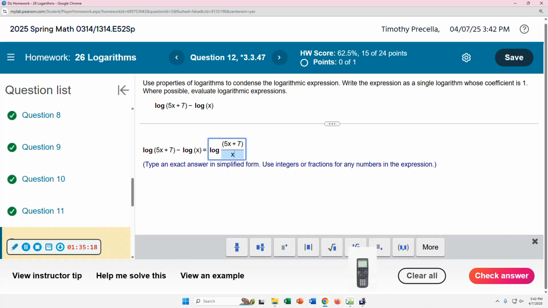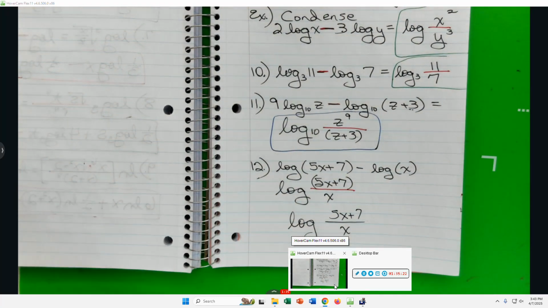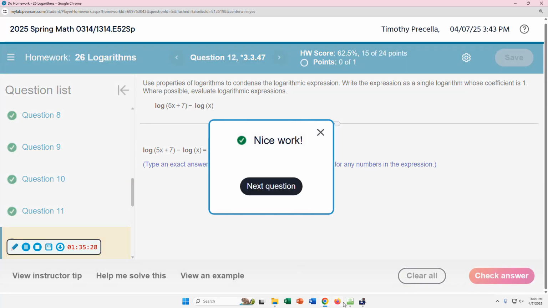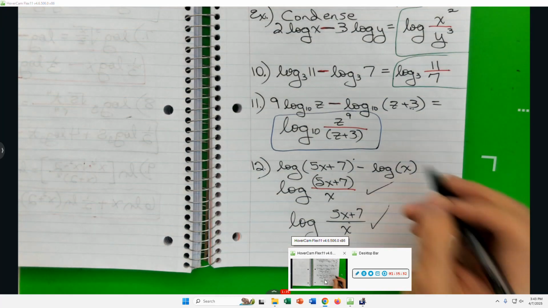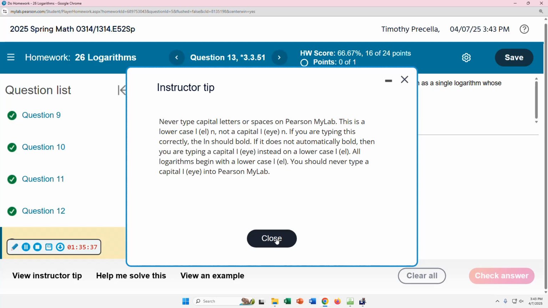They see what I'm typing. Okay. If you wrote it without parentheses, since there's no exponent on the 5x plus 7, they should accept that just as well as that one. Okay. Number 13.